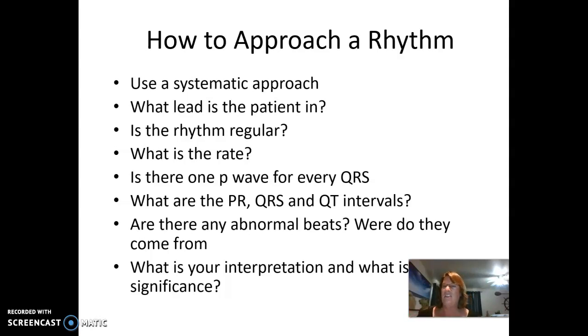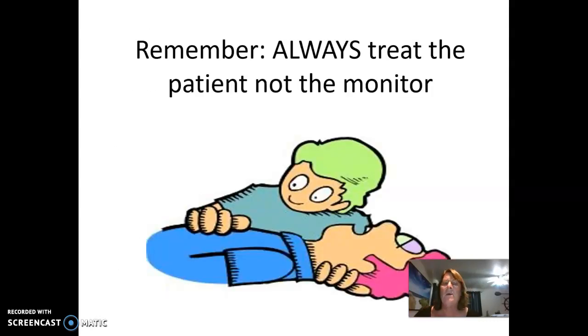Then we want to look at, are there any abnormal beats? And if there are, where do they come from? What are we going to call the rhythm? And what's the significance of it? But we treat our patients, we don't treat monitors.